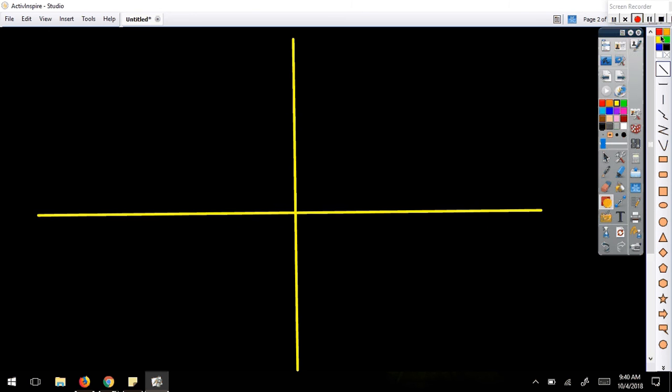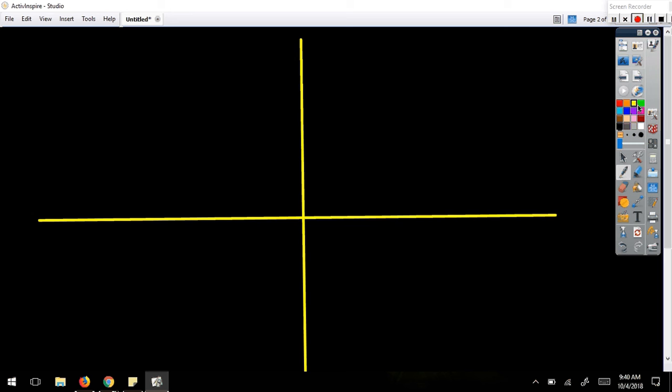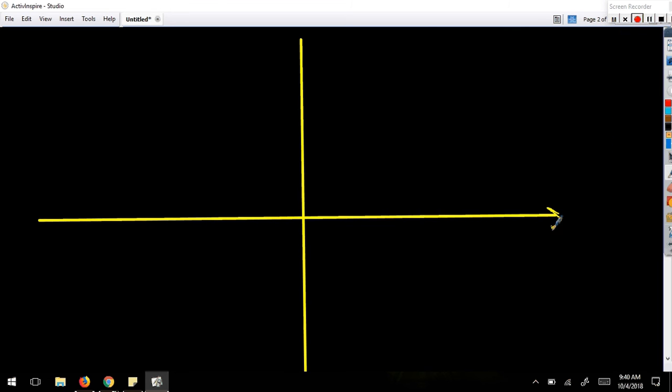All right, so I got this nice grid. We put arrows on the ends. What do the arrows indicate? That it goes on forever, right? All right, so we said this was X, this was Y. My arrows tell me that it goes on forever.